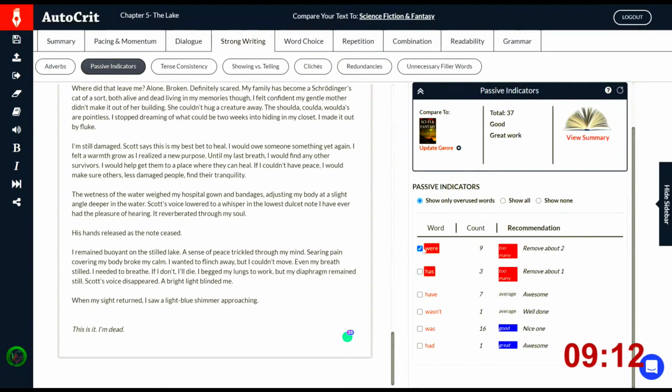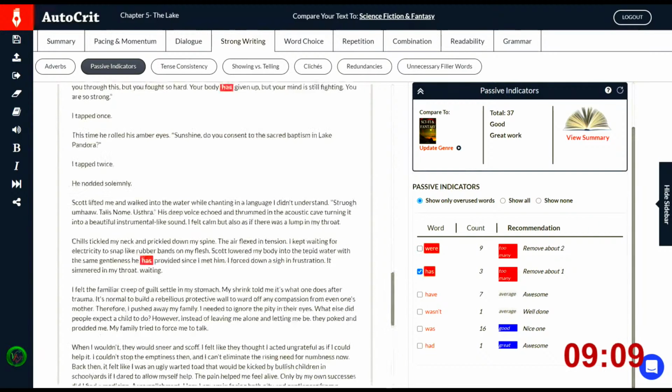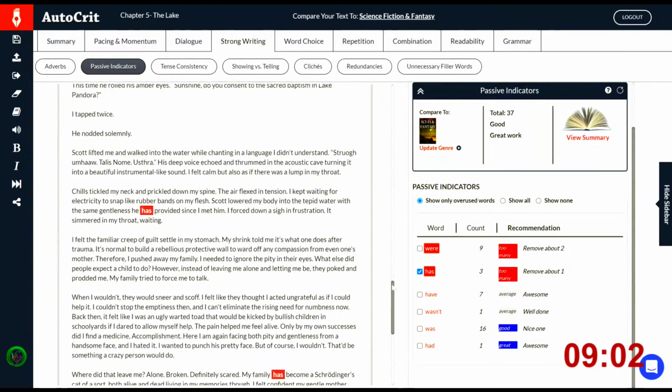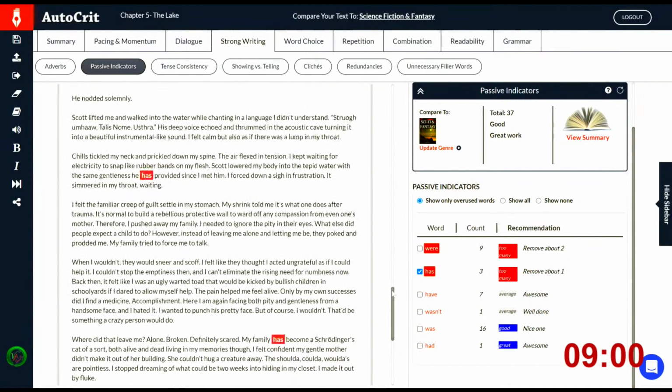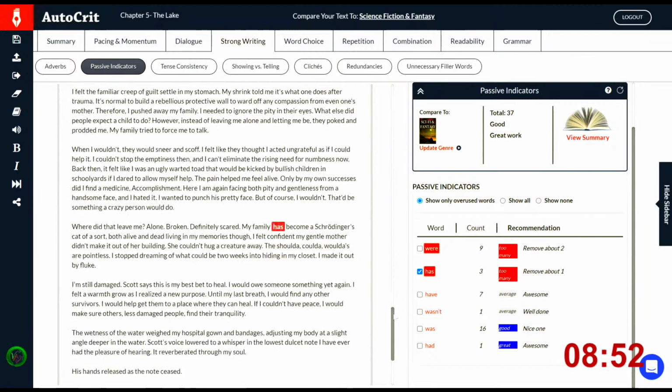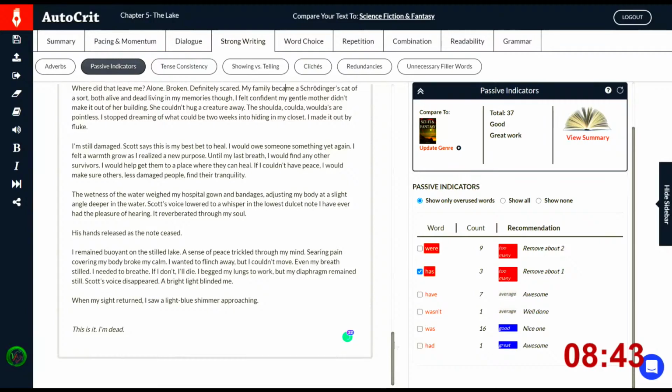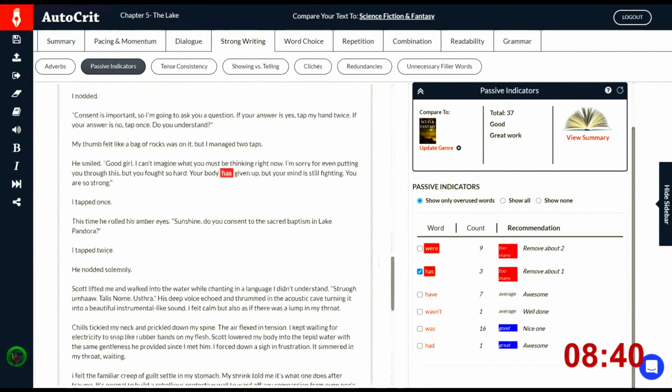All right, so all the words. Now let's see has. All right, your body has given up. So again, he's talking. Scott lowered my body into the tepid water with the same gentleness he provided since I met him. So just pick out has. My family became Schrodinger's cat of sorts. Anything else? Nope, that's it. Oh, hold on. No, there's one more. Your body has... Oh, yeah. We're good to go.